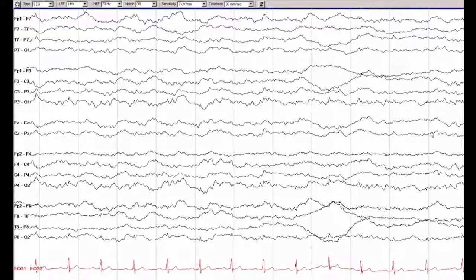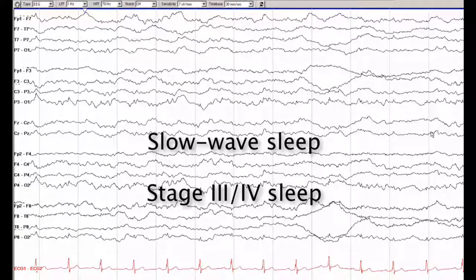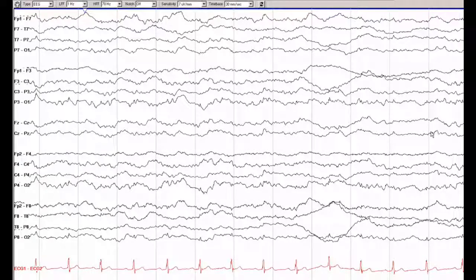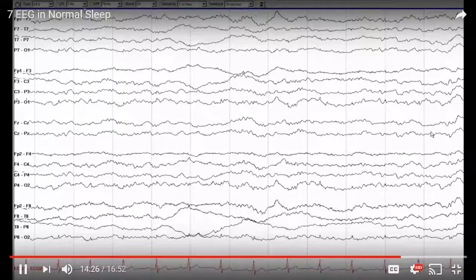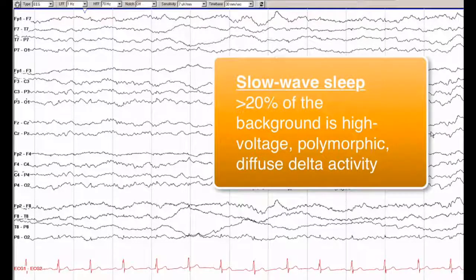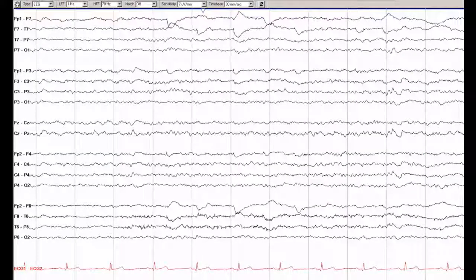This is what's called slow wave sleep, previously called stage 3 and stage 4 sleep. This is a deeper stage of sleep than the stage 1 or 2 that we saw previously. By definition, slow wave sleep is defined when greater than 20% of the sleep background is predominated by high voltage delta activity. Finally, we have reached the stage of sleep which we will discuss last.